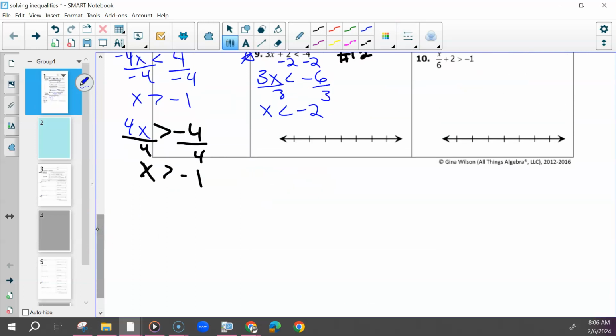You have a blank number line. You can fill out whatever numbers you want. I like to put mine in the middle and then go out from there. You don't have to do that. Just fill out the graph. And then would that be open or closed? Open. Going to the left or to the right? To the left. Everything less than -2. And that's how we solve an inequality. Questions there?